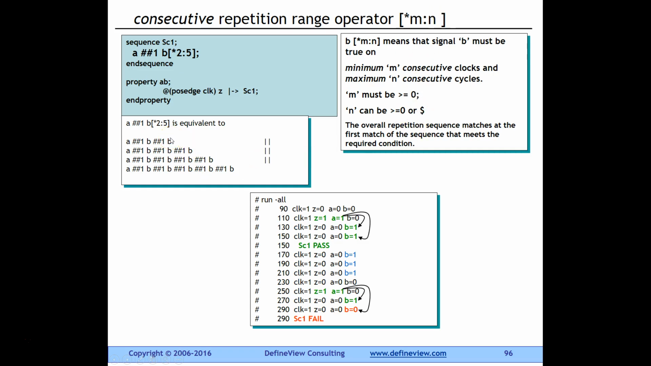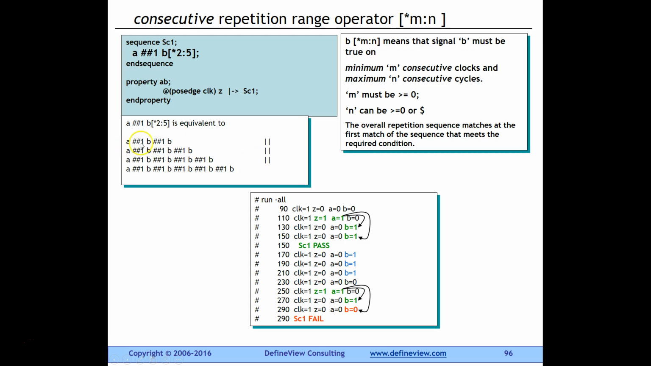Now this seems very benign and very easy to understand. But soon I will show you. Right now actually, let me make a point here. A pound 1 B star 2 colon 5 is equivalent to A pound 1 B next clock B, or A, then B, and the third B, and fourth B and fifth B. Note that this is an OR.